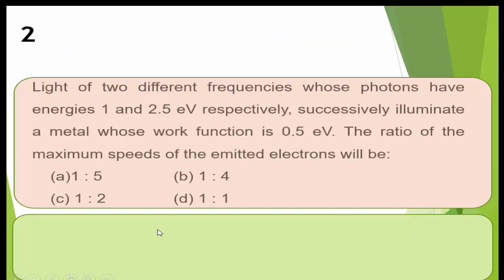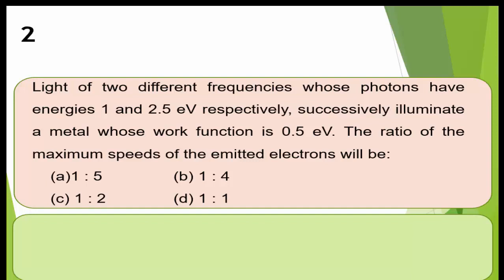And the second question is, light of two different frequencies whose photons have energies 1 and 2.5 electron volt respectively successively illuminate a metal whose work function is 0.5 electron volt. Work function means the minimum energy required to liberate the electron from the metal surface.